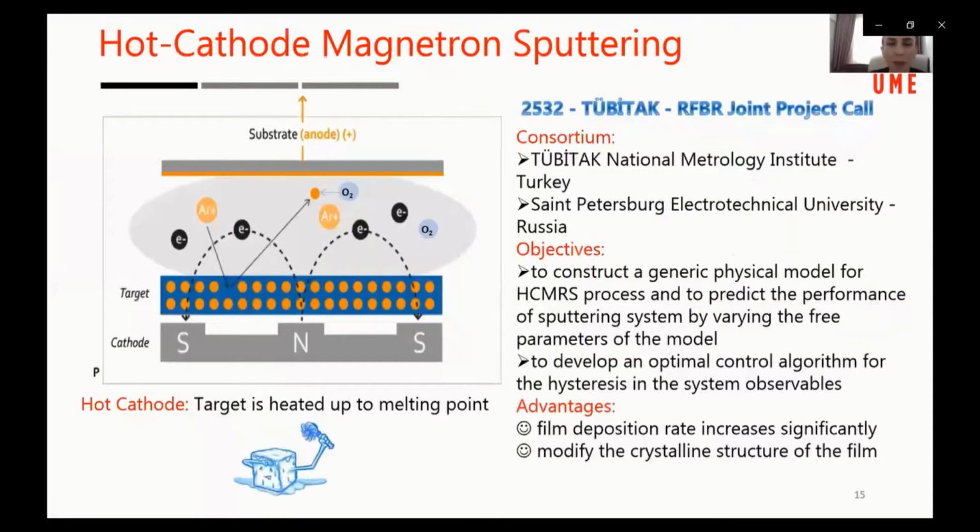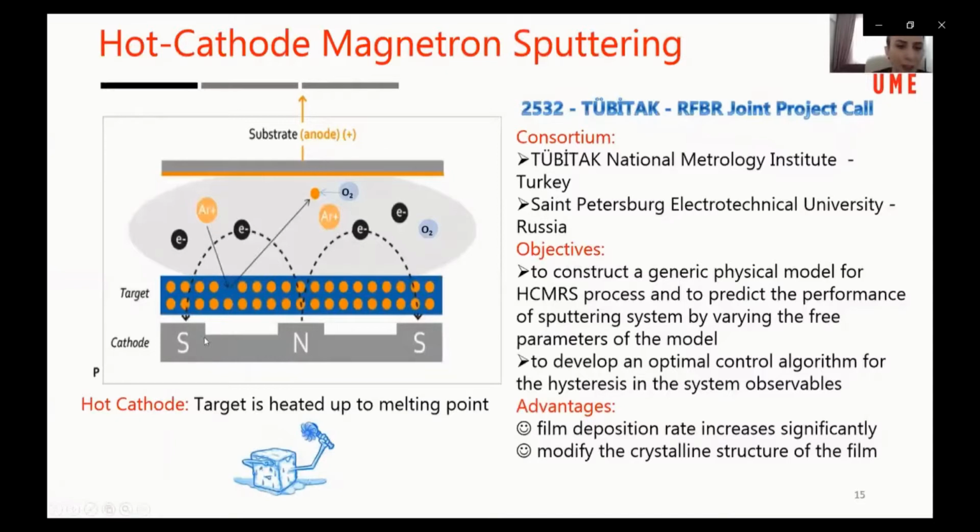Okay, now I will be presenting the future studies. The first one is hot-cathode magnetron reactive sputtering. Recently, we have submitted a project with the St. Petersburg Electrotechnical University from Russia on hot-cathode magnetron reactive sputtering. So let me explain a little bit what is going on in here. Here we have an argon plasma, okay? And what happens is that since the argon plasma is made up of argon ions that can move freely, they will be attracted to the negatively charged cathode.